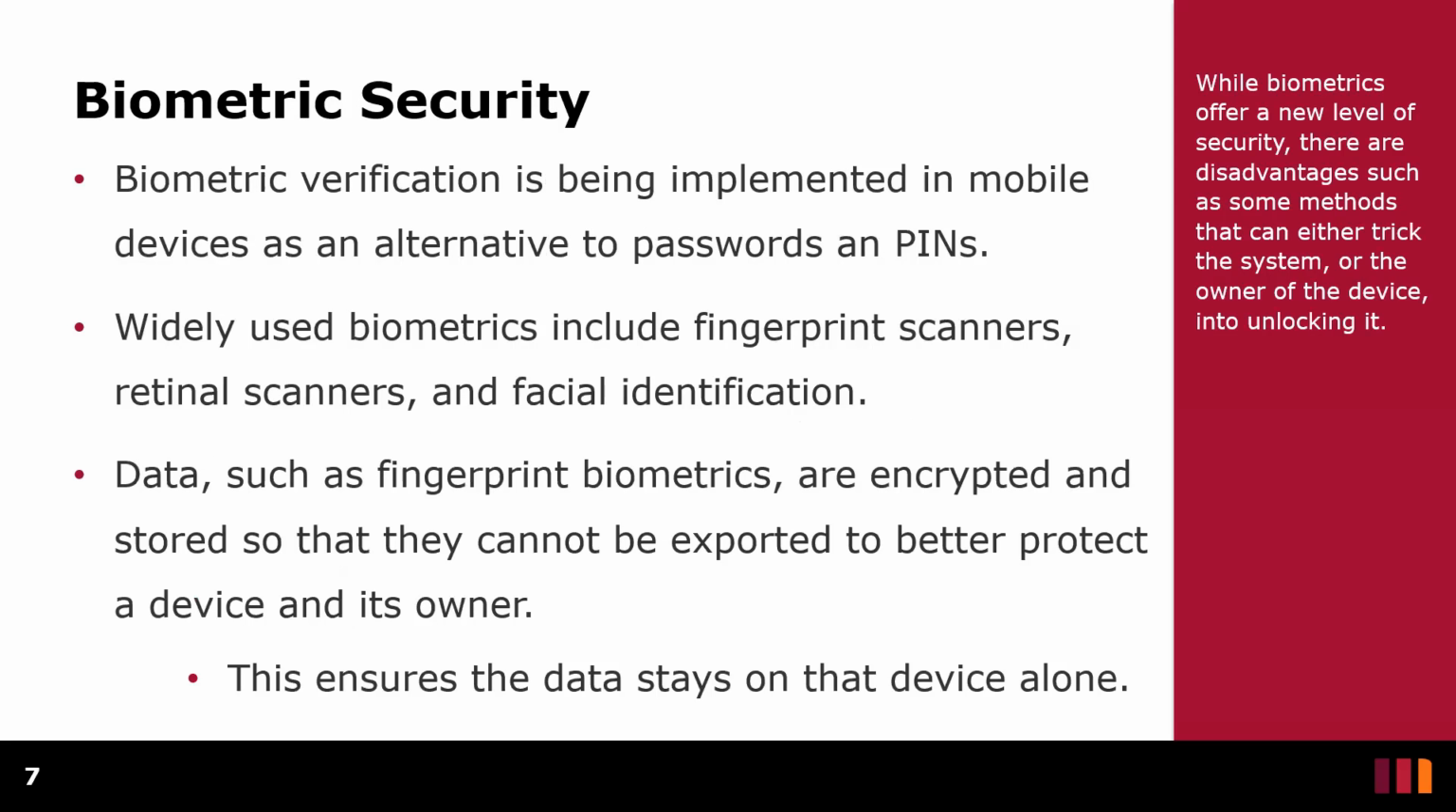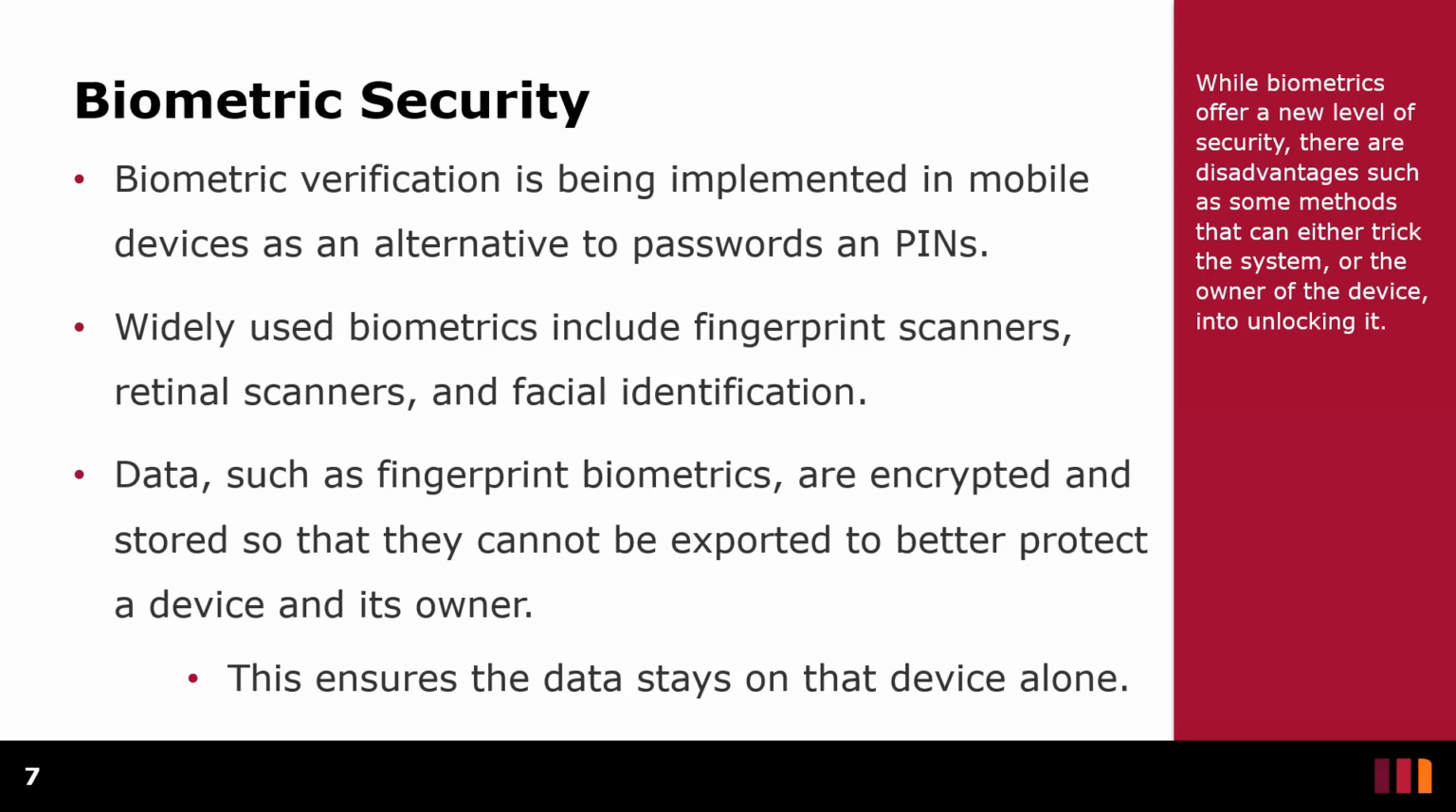Moving on to biometric security, it is being implemented on a lot of mobile devices as an alternative to passwords or PINs. Widely used examples include fingerprint scanners, retinal scanners, and facial identification. Data such as fingerprint biometrics are encrypted and stored so that they cannot be exported, to protect the device and its owner. Basically, it ensures that the data stays on that device alone. While they do offer a new level of security, there are disadvantages, such as some methods that can trick either the system or the owner of the device into unlocking it.